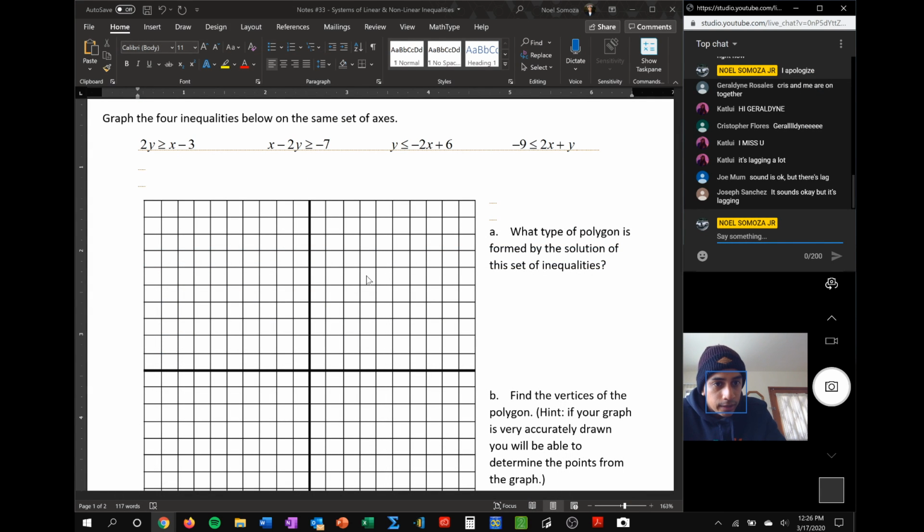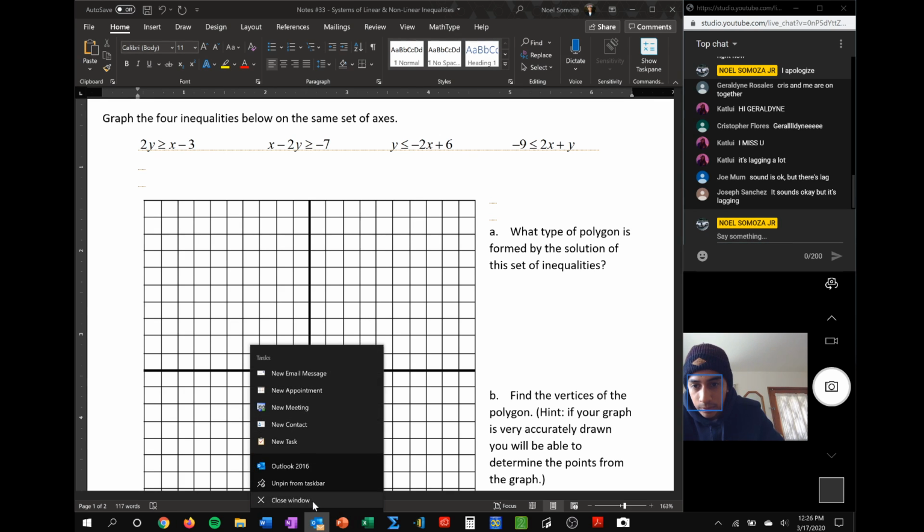It sounds okay, but it's lagging. Sound is okay, but there's a lag. It's lagging a lot. There's a significant lag. Let me close some of the things that I'm not using. Hopefully it helps.